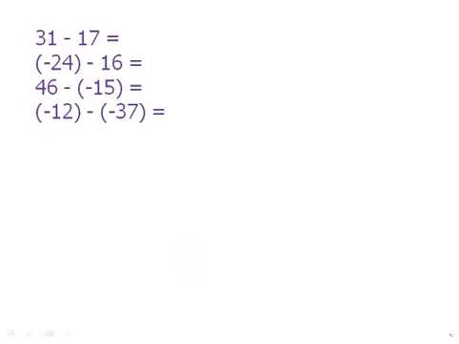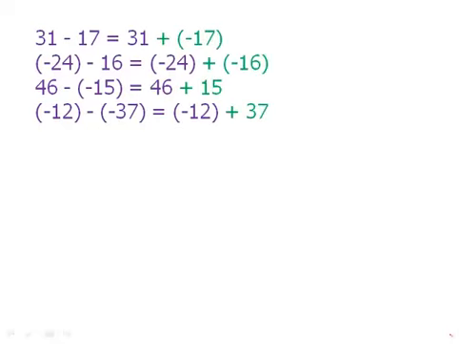Here are four different instances of subtraction. We have a positive minus a positive, a negative minus a positive, a positive minus a negative, and a negative minus a negative. In all four cases, we could rewrite that subtraction as addition of a number of the opposite sign. In the cases where we are subtracting a positive, that's the same as adding a negative. In the cases where we are subtracting a negative, that's the same as adding a positive.